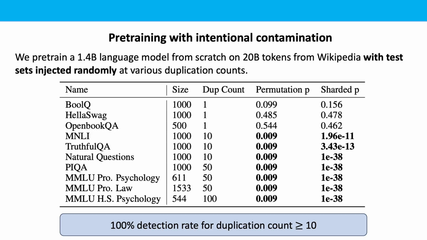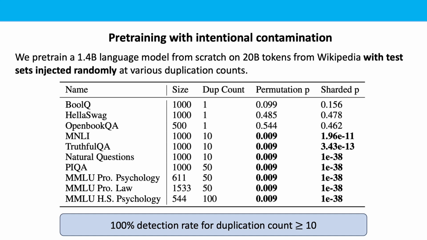So how well does this actually work in practice? In order to validate our test, we needed a language model for which we knew the training data was contaminated. So we decided to train our own model. We started with a data set of 20 billion tokens from Wikipedia, and we pre-trained a 1.4 billion parameter language model on this data set. But first, we took a collection of benchmarks and injected them into the training data at random positions. Then we wanted to see: can we actually detect contamination in this case?